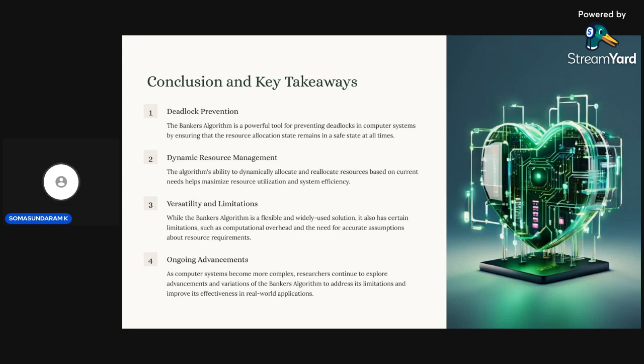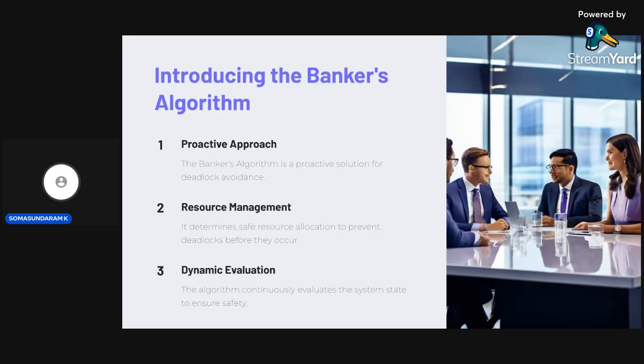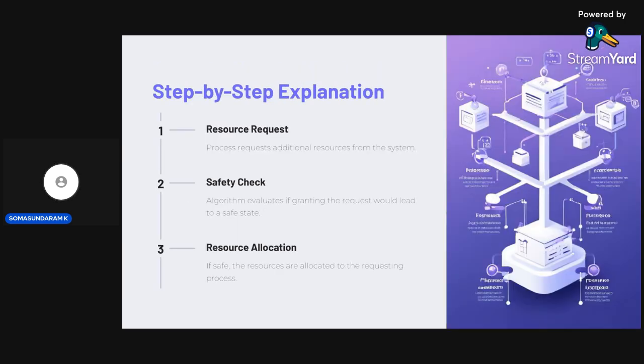Conclusion and key takeaways: deadlock prevention, dynamic resource management, versatility and limitations, ongoing advancements. Understanding resource allocation: resources, allocations, and deadlock. Introducing the Banker's algorithm: proactive approach, resource management, and dynamic evaluation. It is a proactive solution for deadlock avoidance. It determines safe resource allocation to prevent deadlocks before they occur. The algorithm continuously evaluates the system state to ensure safety.